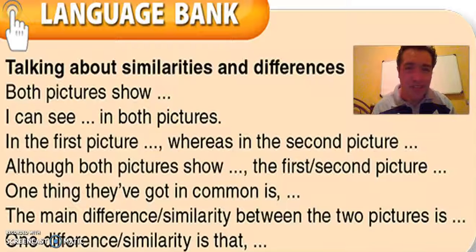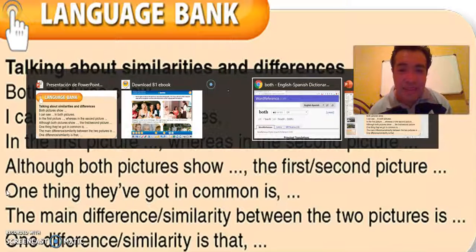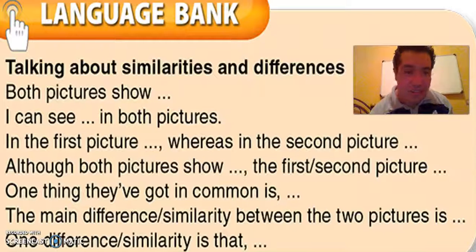Here is once again the language bank. We say that they are similar, and the phrases that can help us to talk about similarities are these: both pictures show, I can see in both pictures, one thing they've got in common, the main similarity is, one similarity is that, and so on. So let's see. Oh, in order to describe this, I'm going to use this one. Both pictures show. Now let's choose another one.